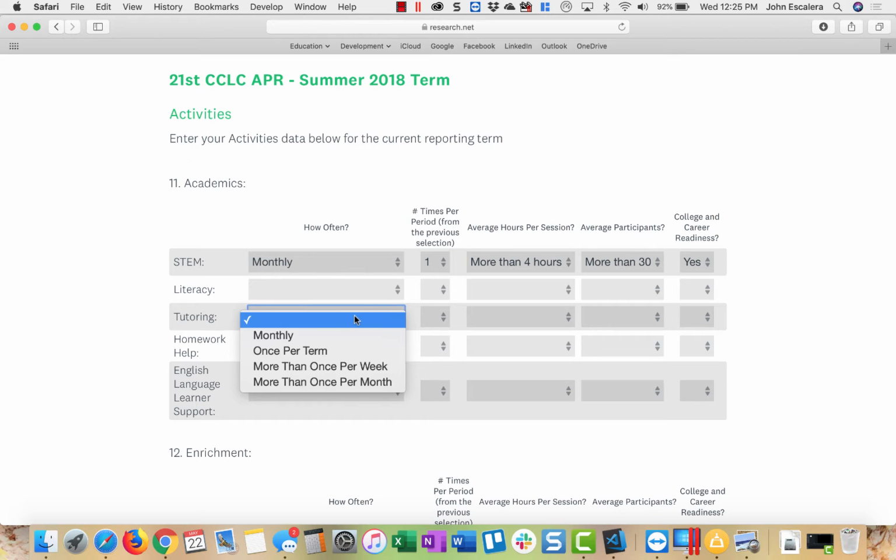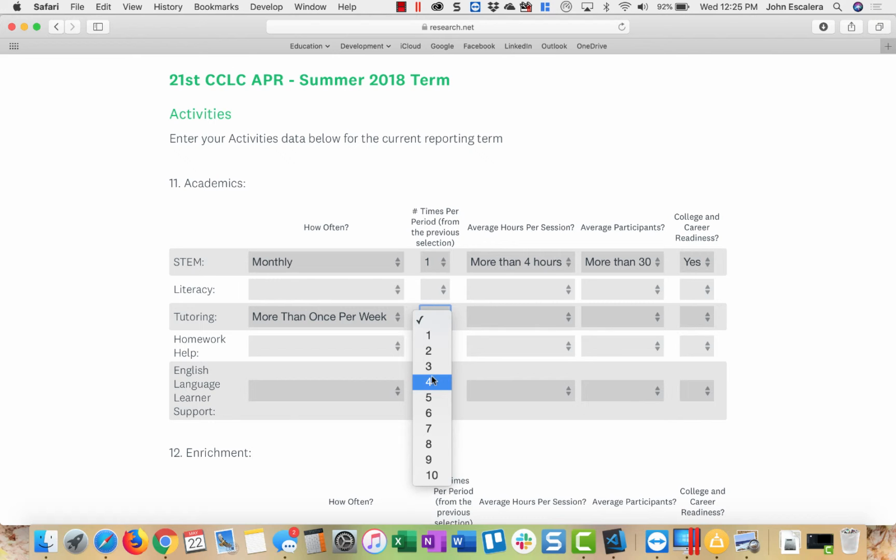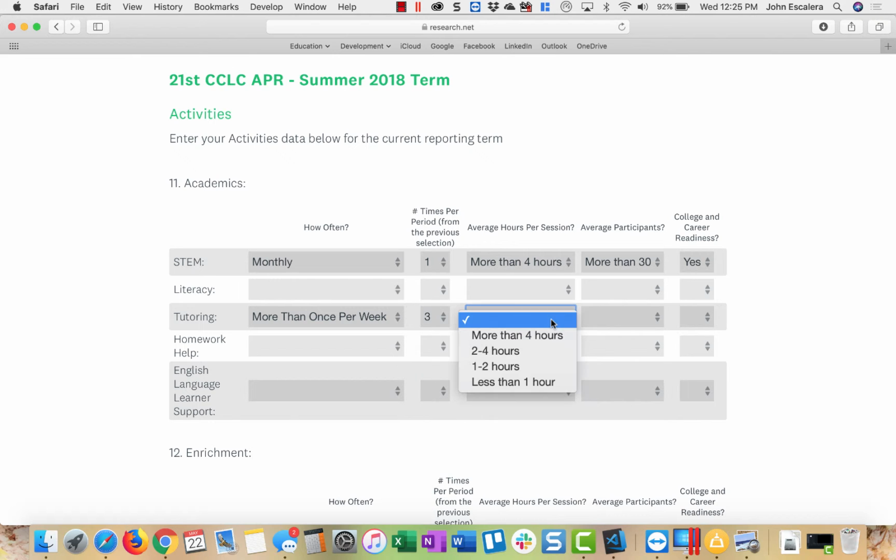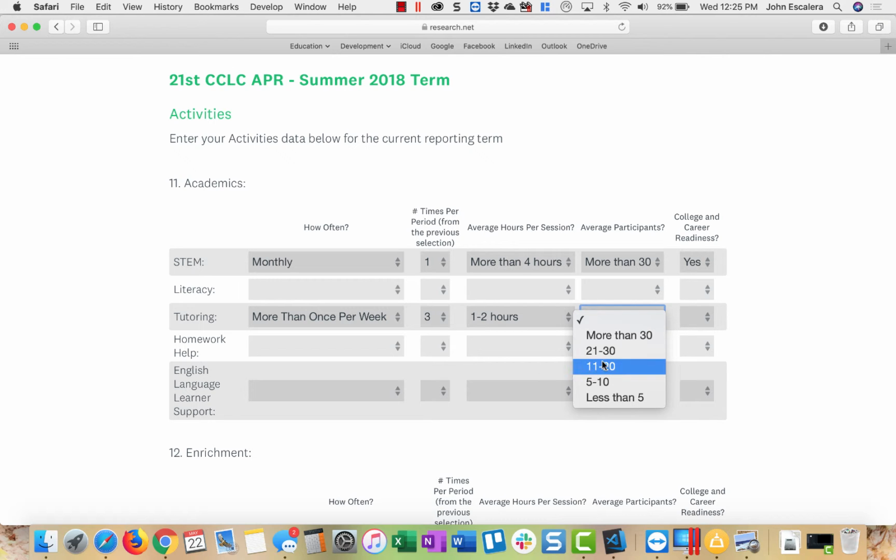We did do tutoring, and maybe we did that more than once per week. So now this pull down makes sense. How many times per week? Well, let's say we did it 3 times per week. Let's say we did it 1 to 2 hours each time, and then the average participant maybe here was 5 to 10. Was it college and career readiness? I'll say no on this one. And so on, right? You have homework help, you have English language learner support.